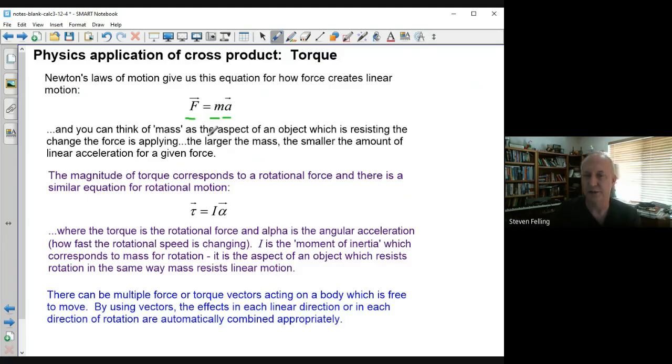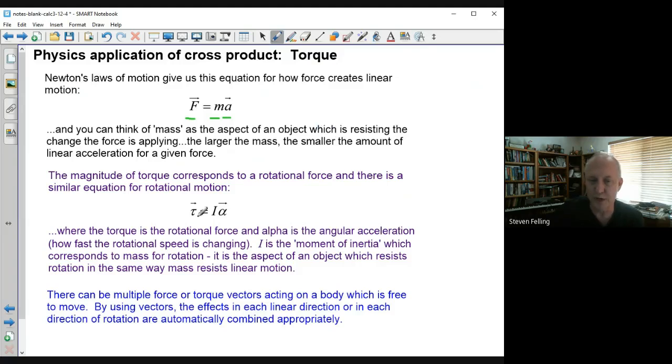You can think of mass as the aspect of an object which resists the change that the force is applying. So if you have a large mass, then you're going to get a smaller amount of linear acceleration for a given force. If you have a small mass, then you get a lot of acceleration, right?